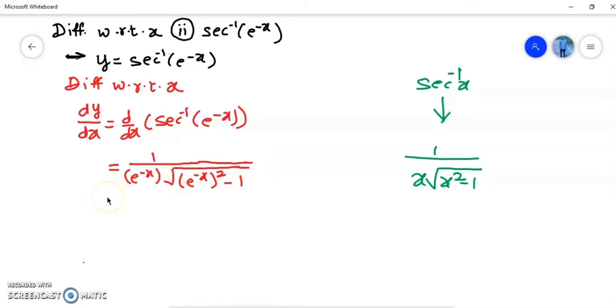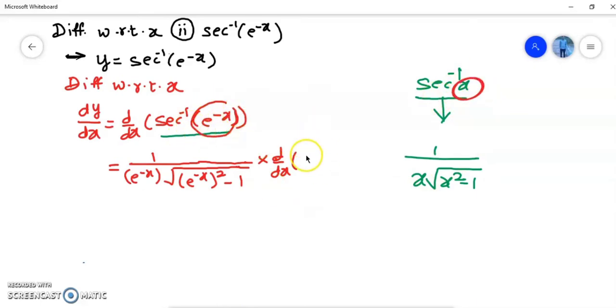So the derivative is 1 upon e raised to minus x into root of (e raised to minus x) square minus 1. But then multiply that by d by dx of the replacement of x. When you compare this sec inverse of e raised to minus x with sec inverse of x, what was x replaced by? x was replaced by e raised to minus x.